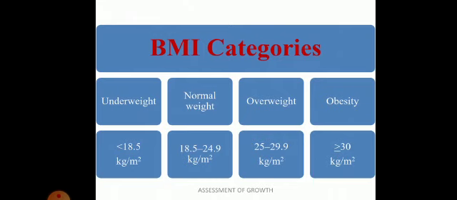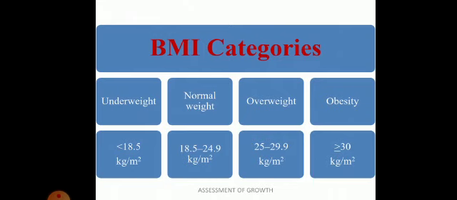So what are these values? Underweight means a BMI of less than 18.5 kilogram per meter square. Normal weight ranges from 18.5 to 24.9 kilogram per meter square. Overweight is more than 25 but less than 30, so up to 29.9 kilogram per meter square. And obesity is equal to or more than 30 kilogram per meter square. Clear? So these are the BMI categories.